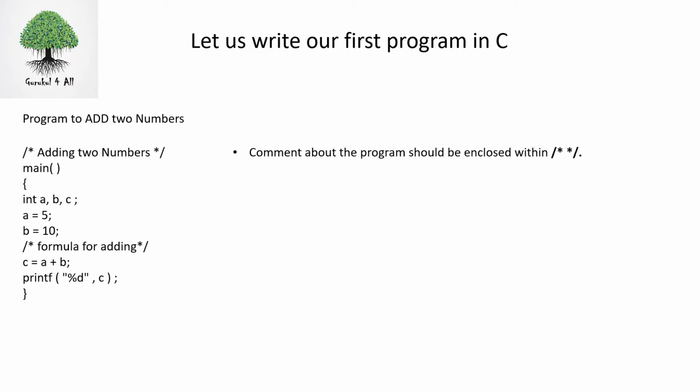The first line is a comment about the program, and it should always be enclosed within two symbols, this one, as you can see. We provide the comment because it helps us know what the program is for and what its main motive is. Then the next one is main. Main is a function. It is a collective name given to a set of statements. This name has to be main with brackets. It cannot be anything else.